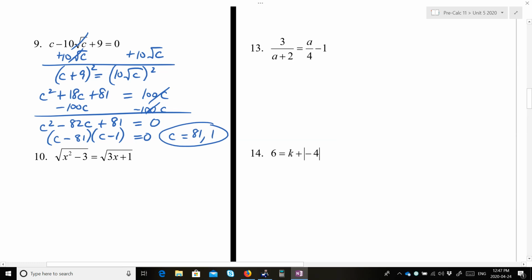Okay, now I'll do number 13 here. It's a rational equation. The non-permissible values are a cannot equal negative 2. The lowest common denominator is 4 times a plus 2. And so that's what I'm going to multiply onto both sides.